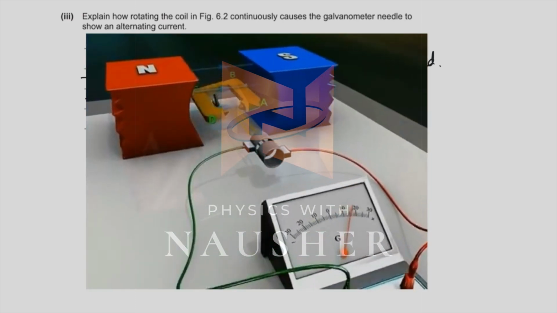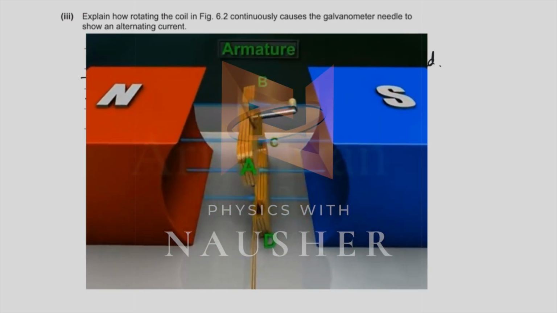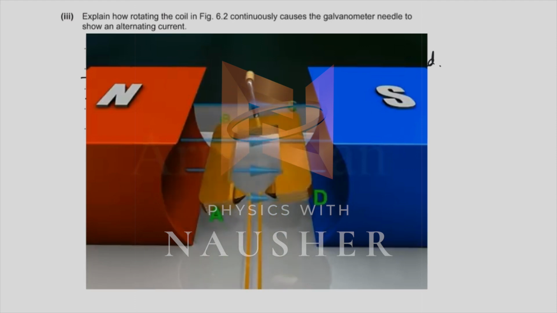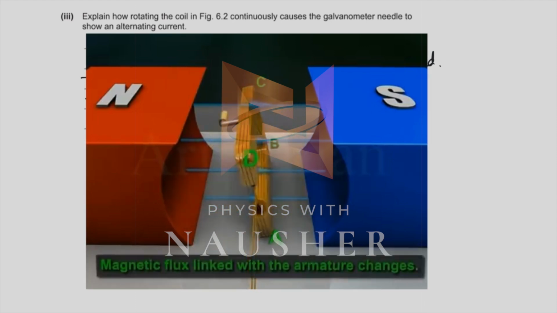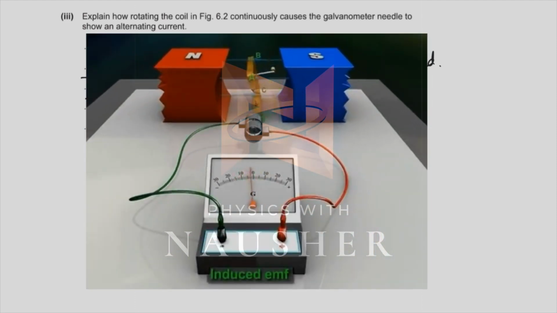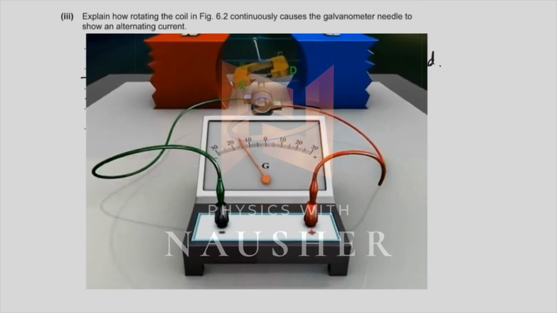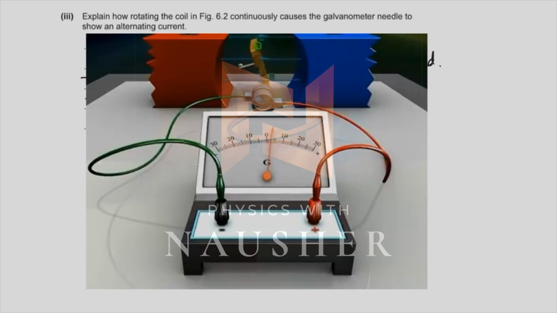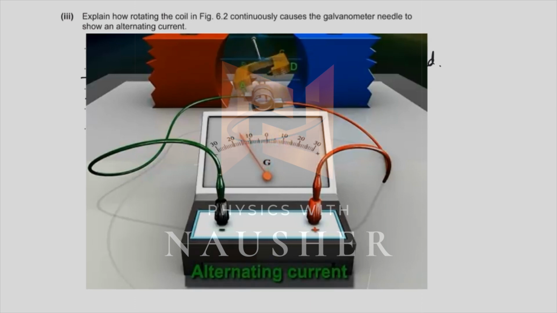Generator. When the armature rotates between the poles of the field magnet, the magnetic flux linked with the armature changes continuously. As a result, an EMF is induced in the armature. This in turn produces an electric current through the armature and the galvanometer and through the slip rings and the brushes. Note that the galvanometer needle swings between the negative and positive values. This means that an alternating current is flowing through the galvanometer.